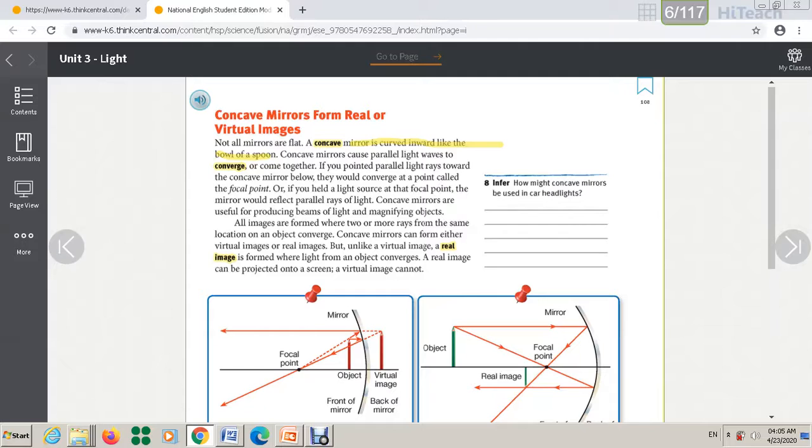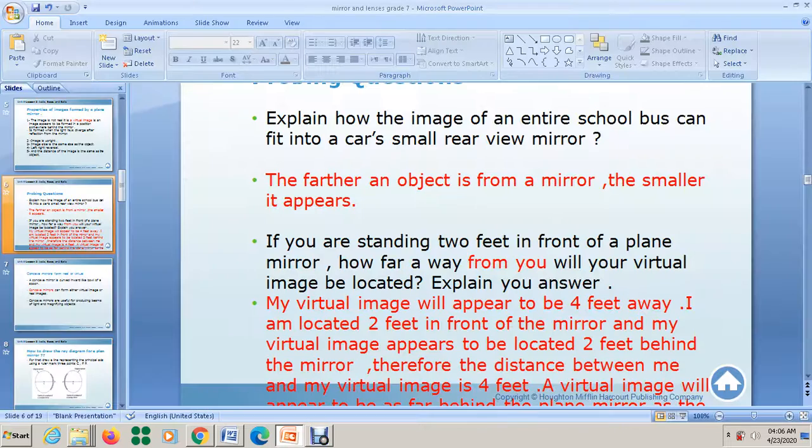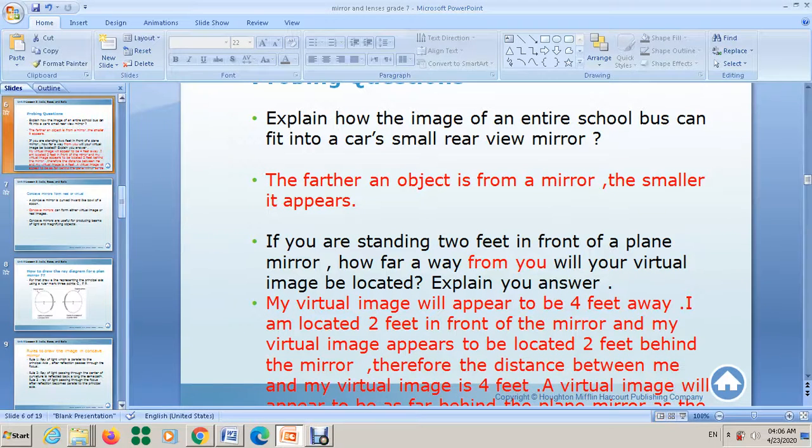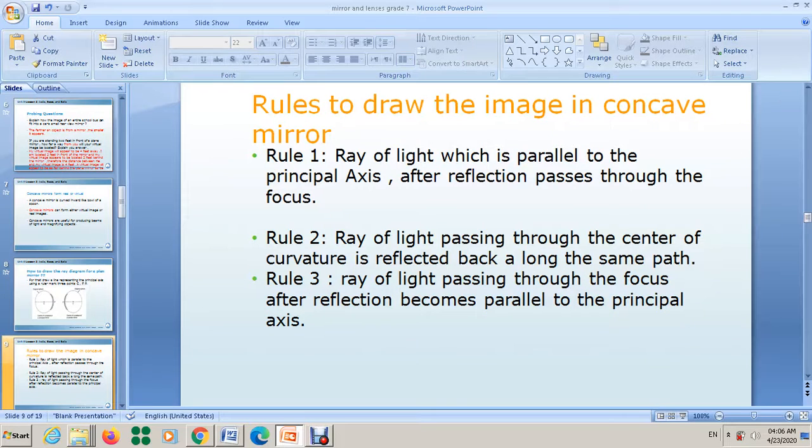Concave mirrors are known as converging mirrors. Why are they converging? Because if you point parallel light rays toward the concave mirror, they converge at a point called the focal point. You remember the rays that we studied before? I want to remind you about these laws, for when rays are reflected from a concave mirror. You have 3 rules. It is very important to memorize them, understand them, and practice how to draw them.